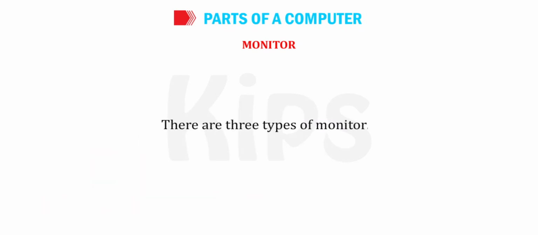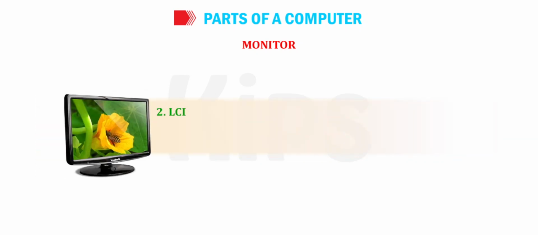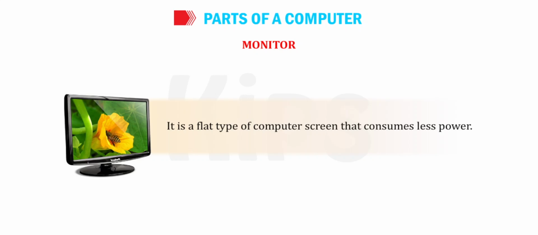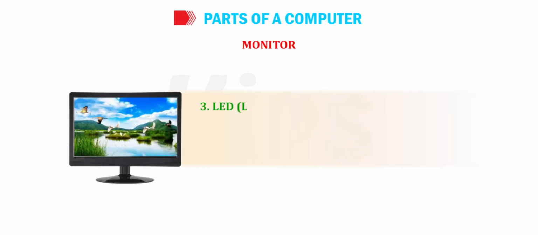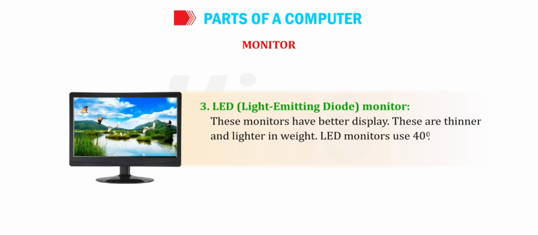There are three types of monitors. CRT, cathode rays tube monitors. CRT monitors are bigger in size and consume more power. LCD, liquid crystal display monitor. It is a flat type of computer screen that consumes less power. LED, light emitting diode monitor. These monitors have better display. These are thinner and lighter in weight. LED monitors use 40% less power than LCDs and last longer.